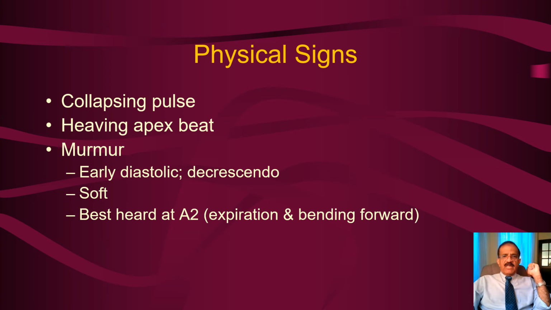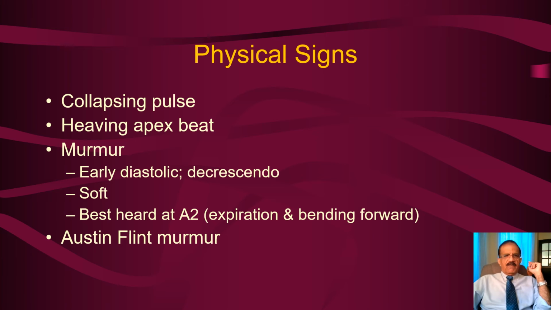This murmur is best heard on aortic 2, which is the left part of the sternum, third intercostal space. If I'm not wrong, second or third, I think it's the third intercostal space. And this is best heard with the diaphragm of the stethoscope, when the patient is bending forward like this and is holding his breath during expiration. So of course you have to be very quick in examination. You ask the patient to bend forward, take an inspiration, then do expiration and hold the breath there, and that is the time when you pick up this murmur.